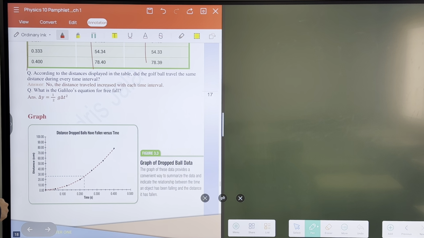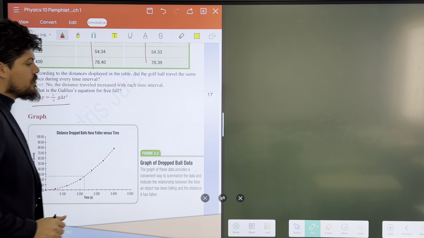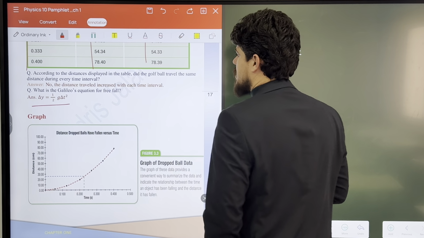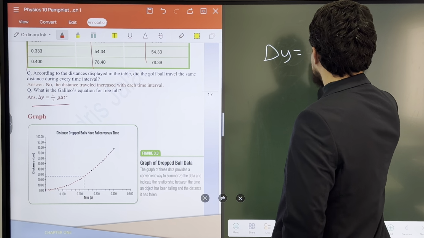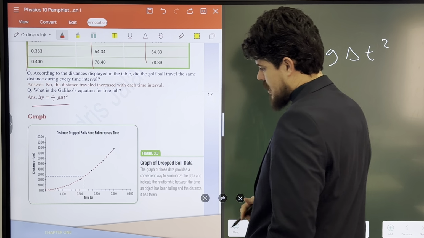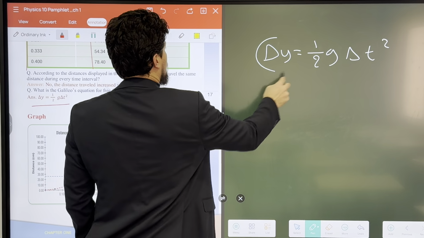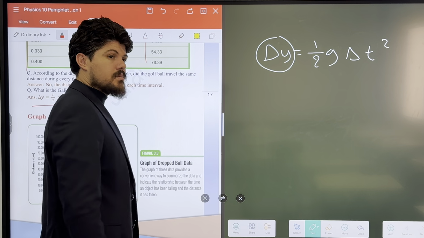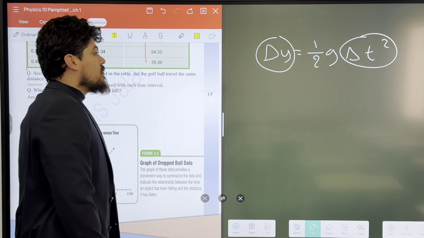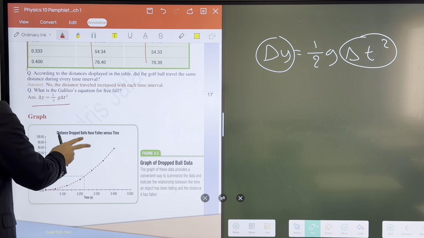What is Galileo's equation for free fall? This equation is very important. This is Galileo's equation for a free fall object, which is equal to 1/2 g t squared. With this equation, we can determine the vertical displacement of the falling object and the time taken for the falling object.